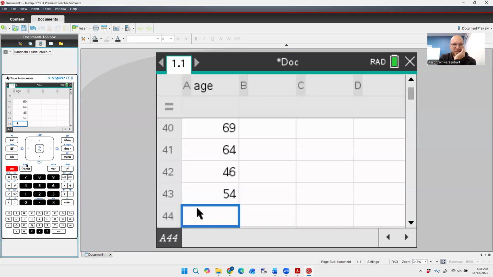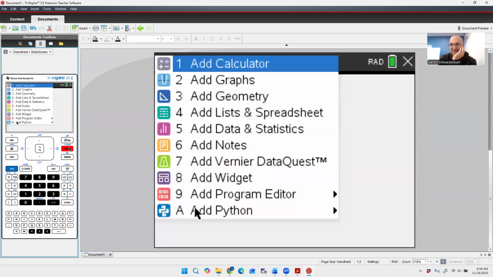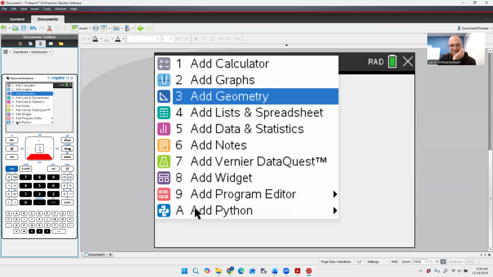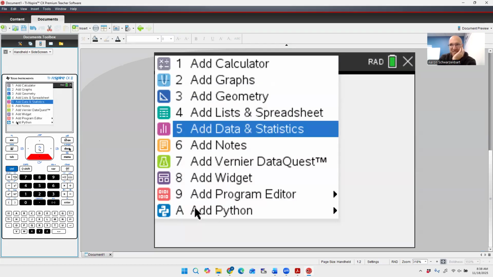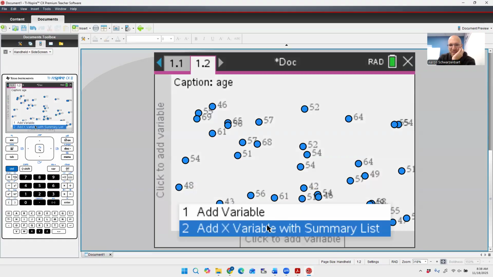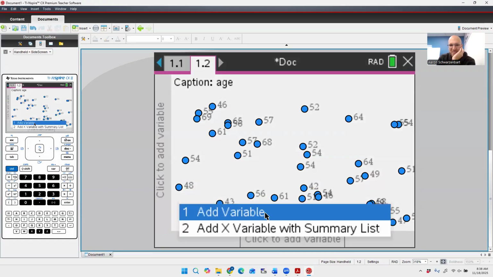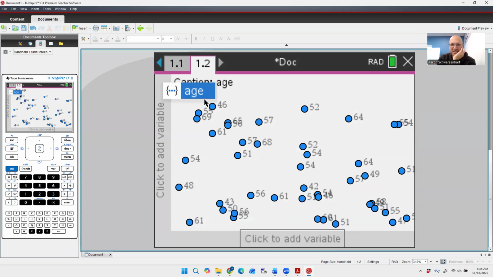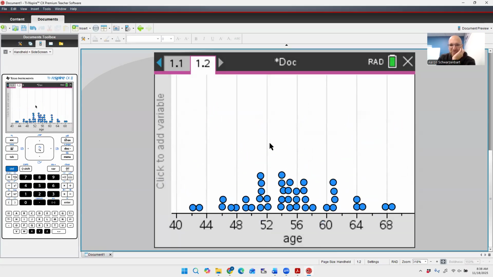To make a graph, we do add page and we add a data and statistics. We put our variable, age, on the x-axis, and it will default make us a dot plot. This is not particularly bad data for a dot plot because everything's rounded to the nearest year, right? We just measure age by the nearest year.